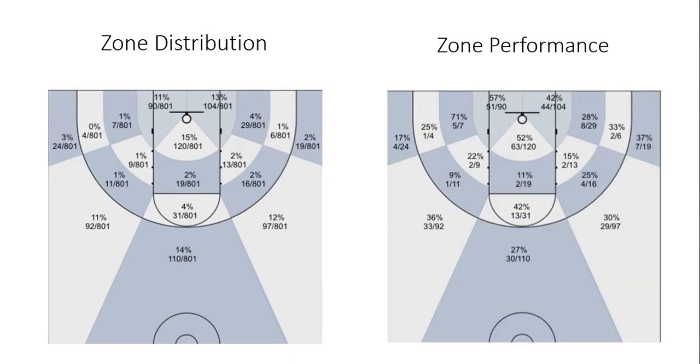So two really important concepts for this presentation are zone distribution and zone performance. Zone distribution is where on the court we're taking shots, versus zone performance is within each zone, how well are we shooting. So again, zone distribution, where on the court, zone performance, percentage made.